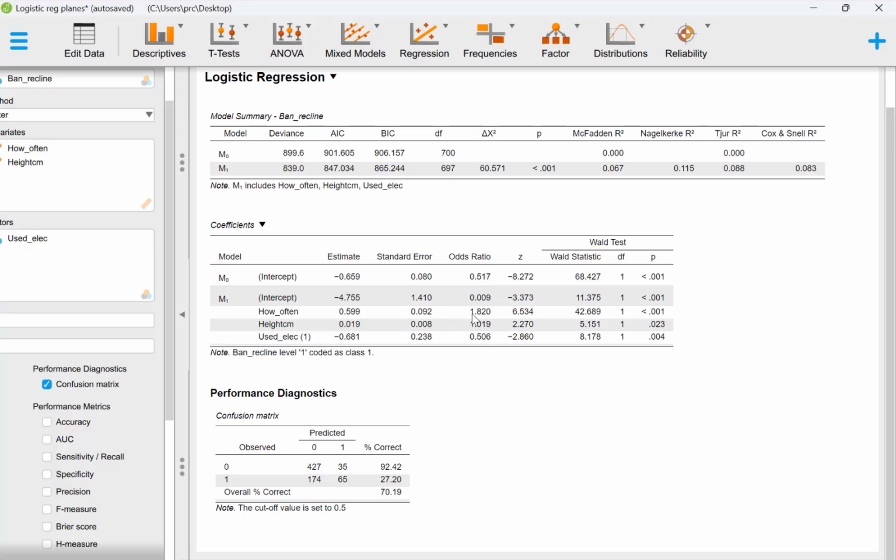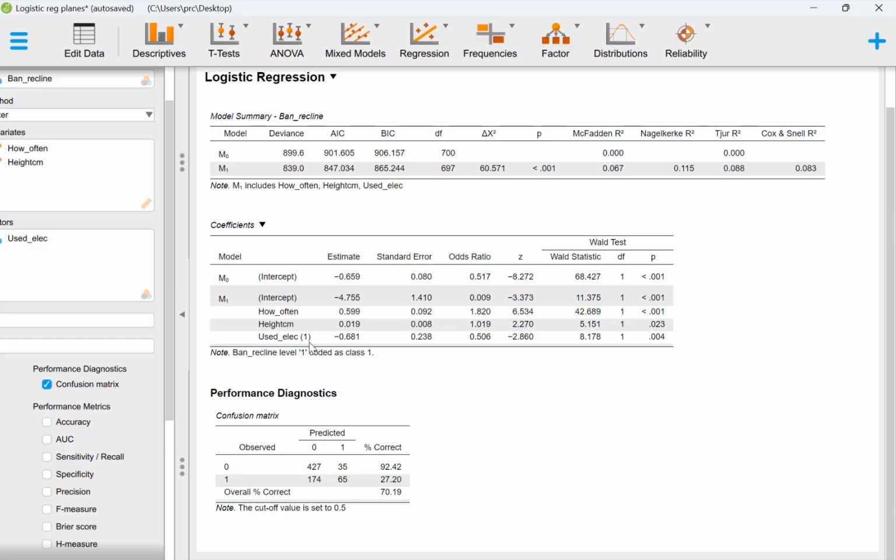So if you get an odds ratio above 1, that means that higher scores mean you're more likely to be in group 1. So people who fly more often are more likely to want to ban reclining, because ban recline is coded as 1. So class 1 is they want to ban reclining seats. Height had a positive association as well. Our odds ratio is greater than 1. That means that taller people are more likely to want to ban reclining seats.